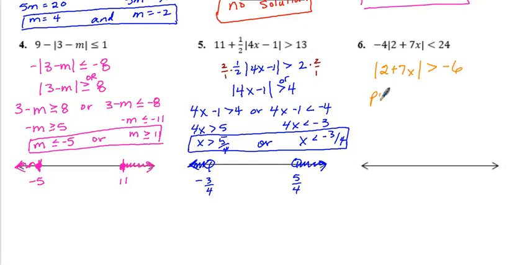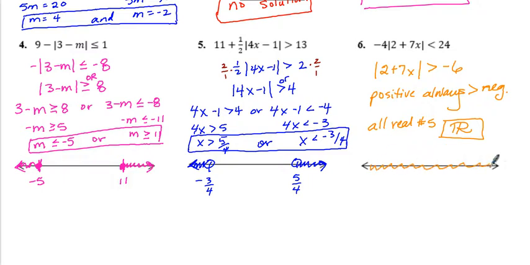So since positive over here is always greater than a negative, that means all real numbers can make this a true statement. You can put anything in for x, and this will be a true statement. So you can say all real numbers, or you can do the shorthand, either way, to indicate that anything can be put in here to make this a true statement. And we shade the entire number line.